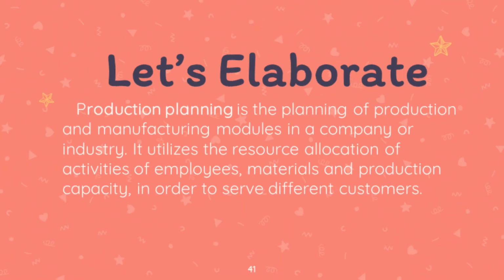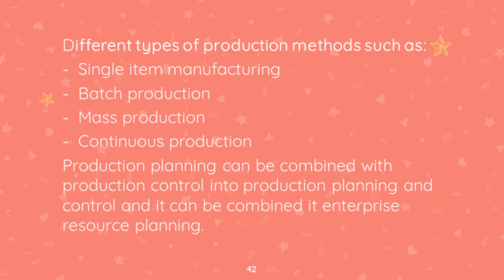So, production planning is the planning of production and manufacturing modules in a company or industry. It utilizes the resource allocation of activities of employees, materials, and production capacity in order to serve different customers. Different types of production methods such as single item manufacturing, batch production, mass production, and continuous production. Production planning can be combined with production control into production planning and control, and it can be combined in enterprise resource planning.